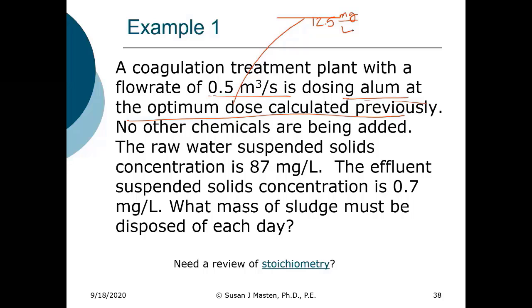We'll assume that no other chemicals are being added, and we have a raw water suspended solids concentration of 87 milligrams per liter. This is extremely high, but perhaps there was a major storm event and that mixed up the sediments, and we now have this river water that we have to treat with a very high suspended solids concentration. And we want an effluent suspended solids concentration of 0.7 milligrams per liter.